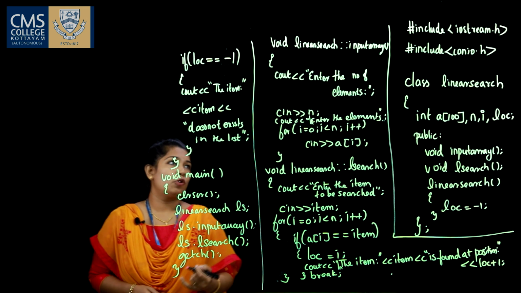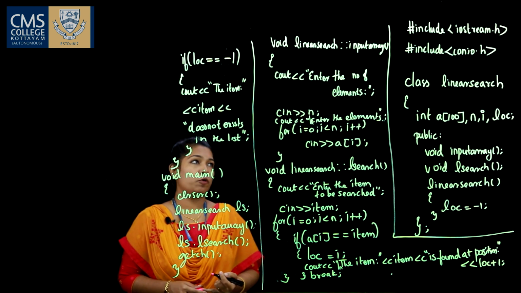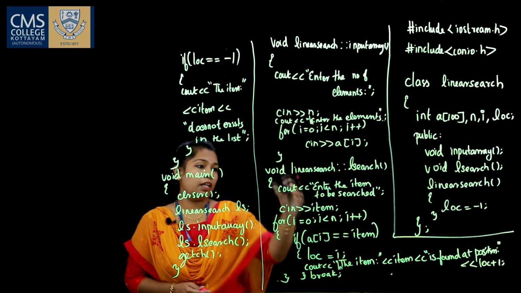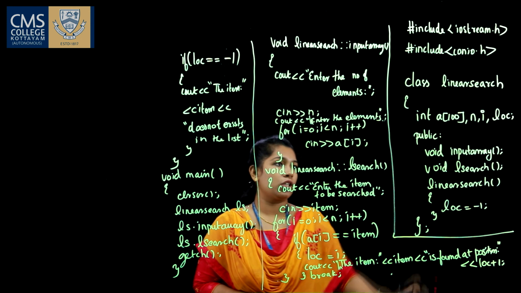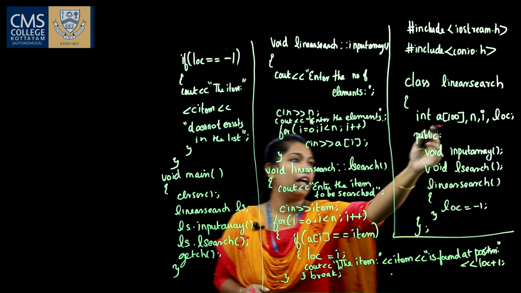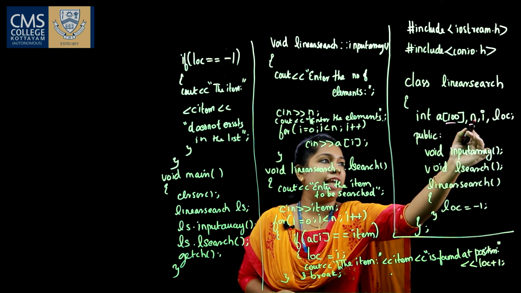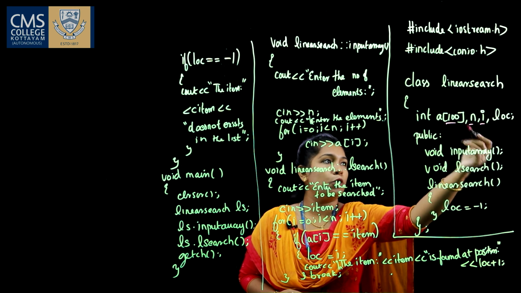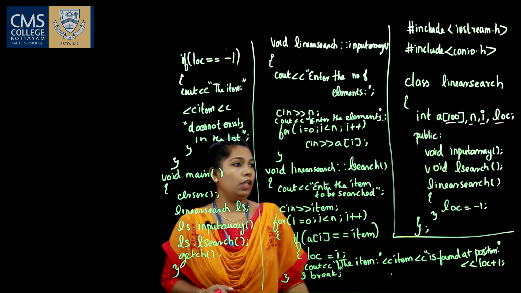Okay. So, you know very well we start with the header files, #include iostream.h, then #include conio.h, and we have declared a class LinearSearch. Inside that we have private data members: array, with the size fixed as 100, then n, and i to be used in the loop, and then to store the location I have the LOC variable.